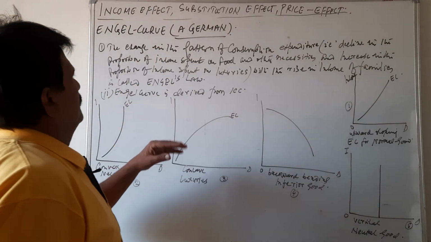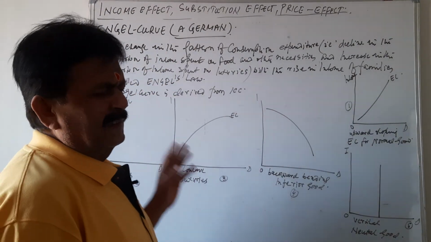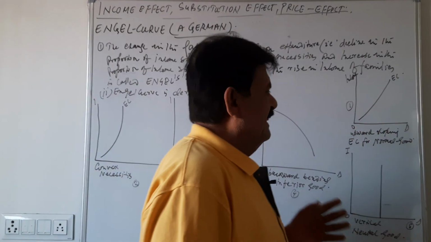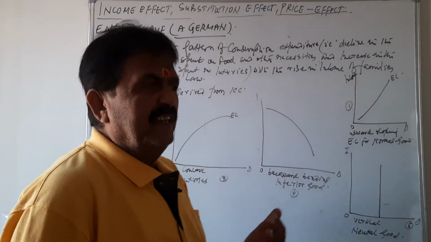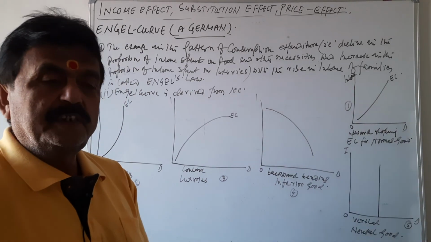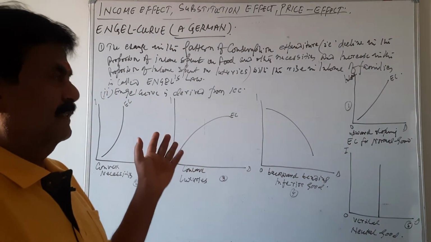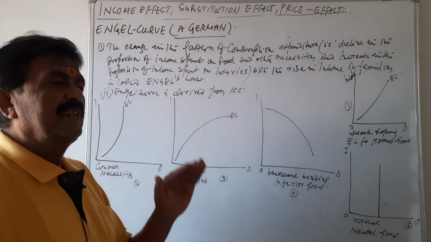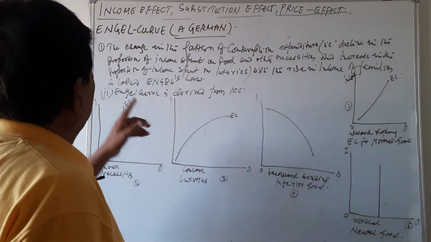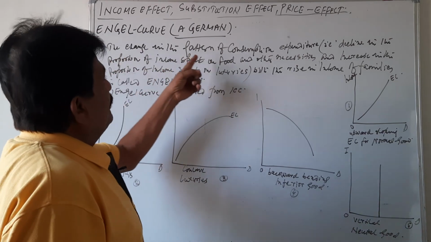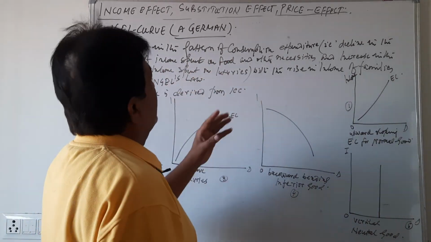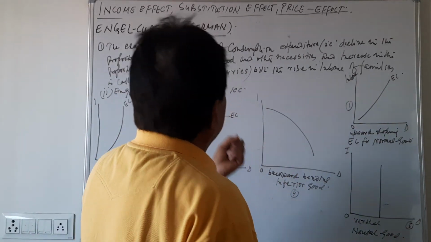Now, Angel curve. Angel was a German who studied the effect of change in income on the demand of a commodity, and whatever relation he got is known as Angel's law. When this law is plotted, it becomes the Angel curve. Now, what this says is the change in the pattern of consumption expenditure.